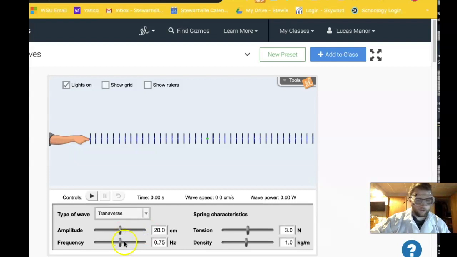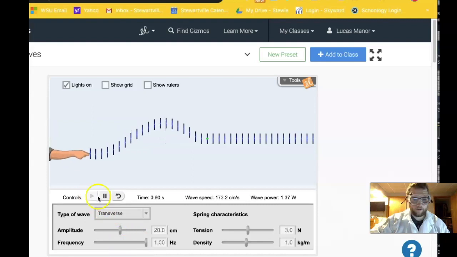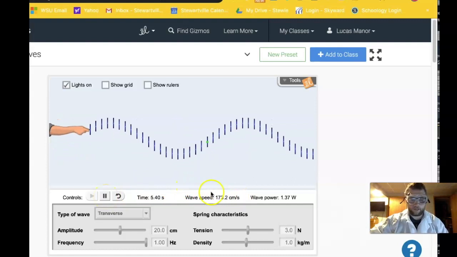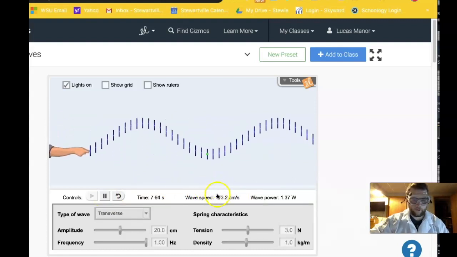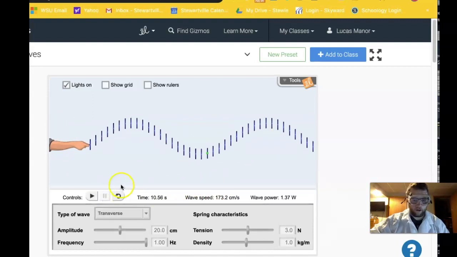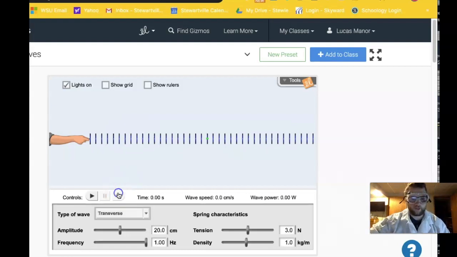And now we're going to increase the frequency. So looking here, again, we can see the wave speed stays the same, so we have no effect on the wave speed. However, it definitely shortens or shrinks our wavelength. Okay, so our wavelength is actually going to decrease. So let's reset that, get our frequency back to 0.75.